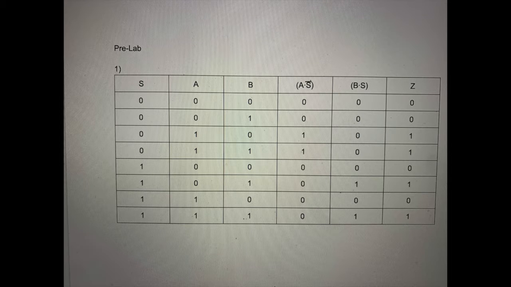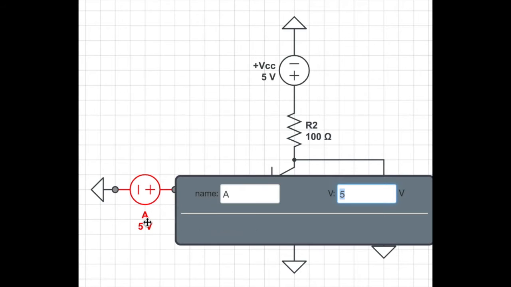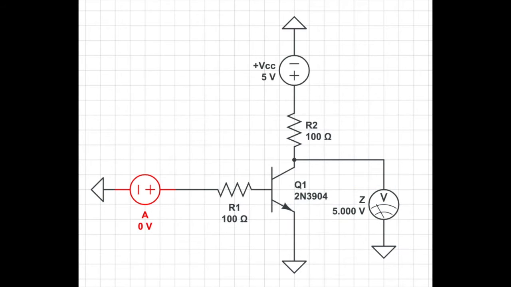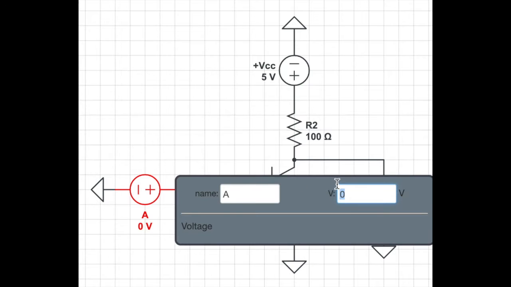This is a truth table for the 2-to-1 multiplexer. Here is a NOT gate or an inverter created in Circuit Lab, and you could see the output is opposite of the input.